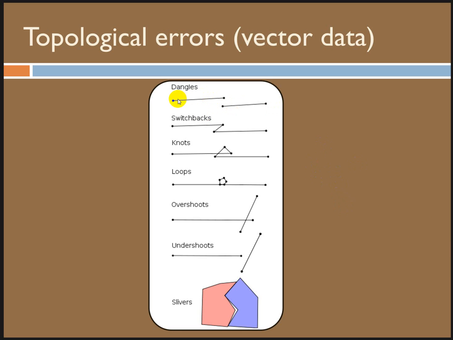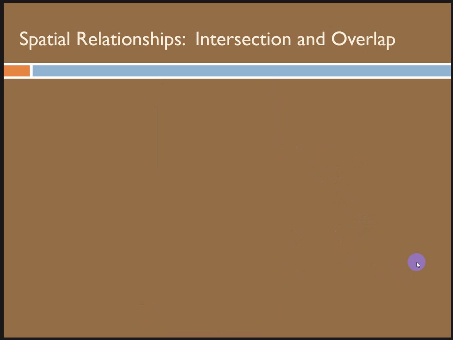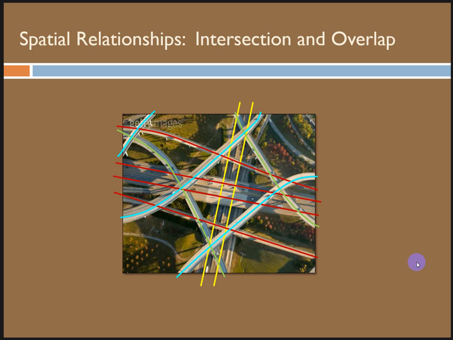When we're digitizing, they have funny names like dangles, switchbacks, knots, loops, overshoots, undershoots, slivers. So these are those kinds of things I'm talking about. And in geodatabases, you can set up topology rules to catch things like this. But yeah, you should just at the very least know that they are there. So intersections and overlap, this is kind of what I'm talking about. If you've got a really complicated set of lines, topology needs to be able to state which are over, which are under, which connect, which lead to one another, so that networks can flow appropriately.